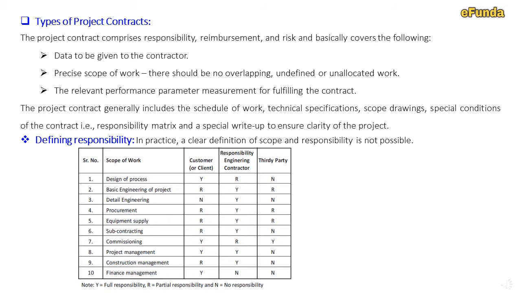And one can see the note below. Y is the full responsibility, R is the partial responsibility, and N is the no responsibility. This is how the responsibility matrix is always prepared, and this may be helpful for defining the responsibility while working on the project.